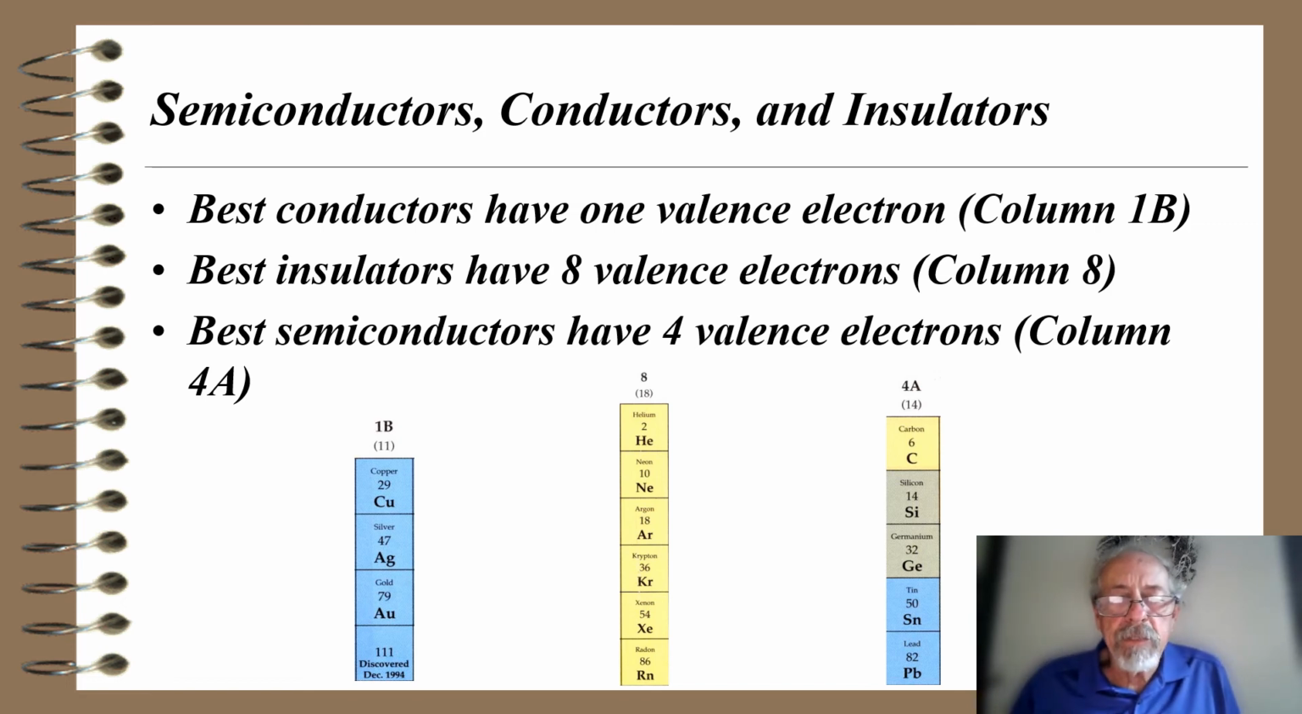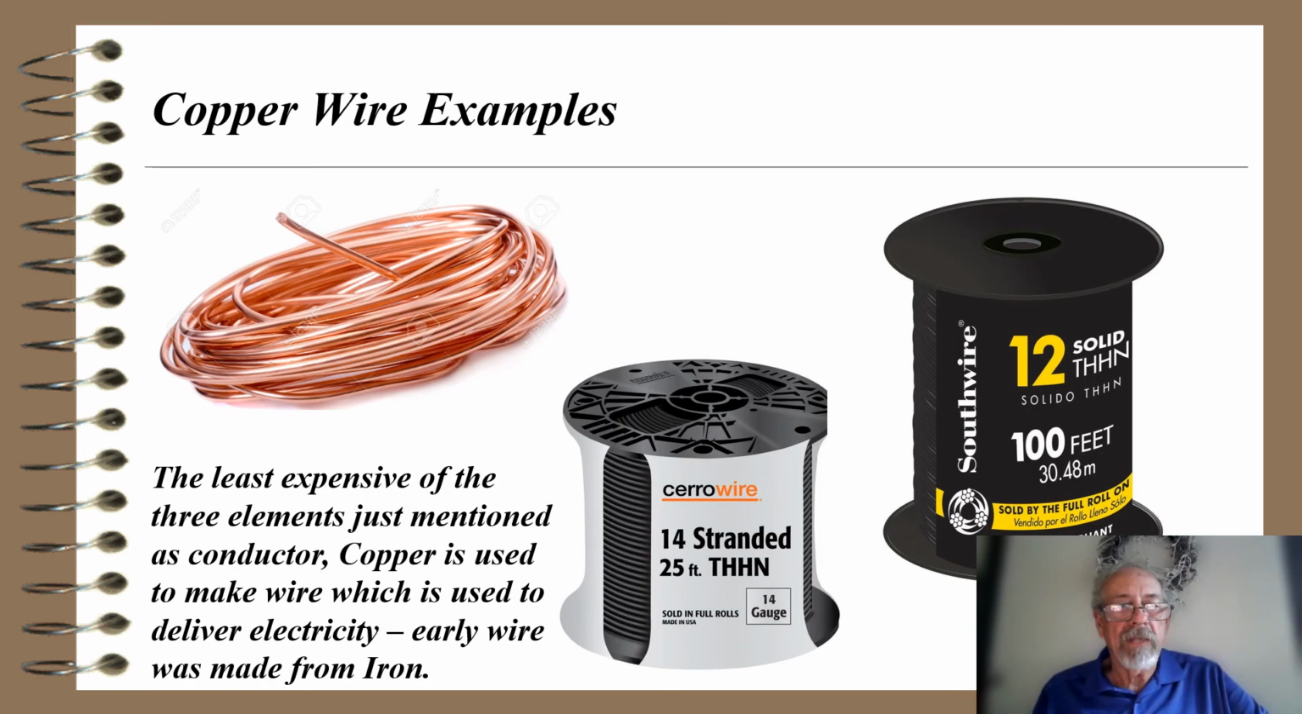The best semiconductors, as mentioned before, have 4 valence electrons, and they are column 4A, as we already mentioned. So let's take a look at some copper wire examples here. If you take a look at the picture far to the top left, what do we have? We have a roll of copper wire. It's very clean. It has a distinctive copper color to it. It turns out, again, it's the least expensive of the 3 elements that I just mentioned.